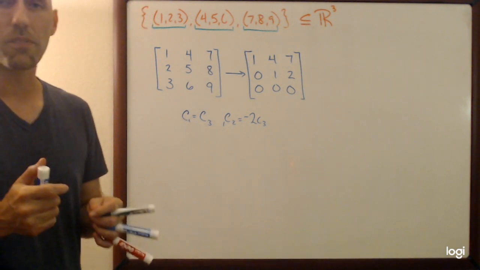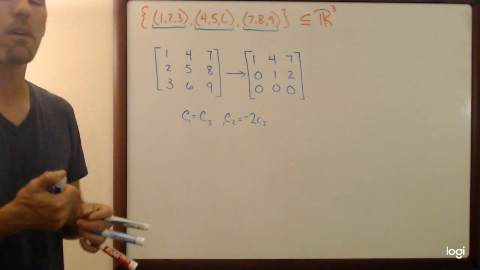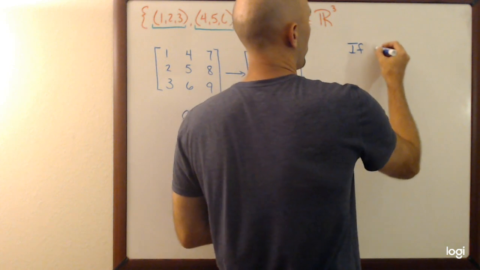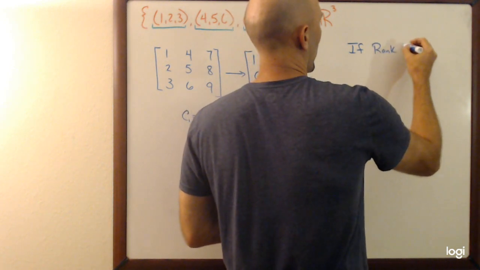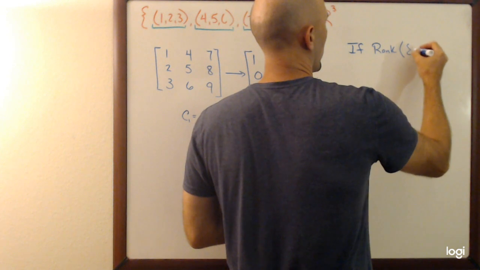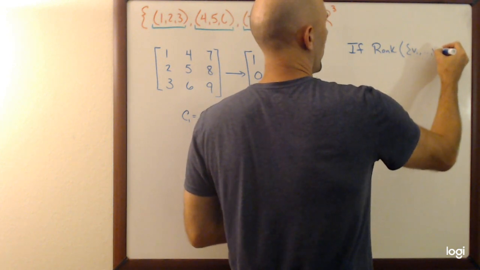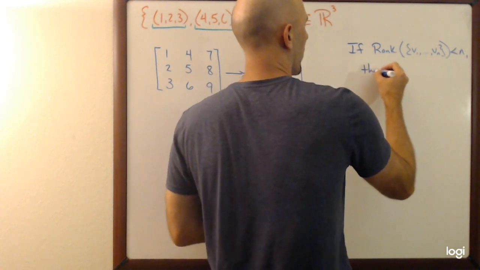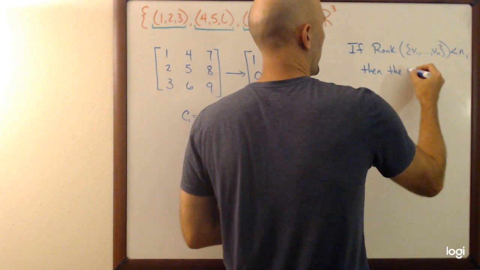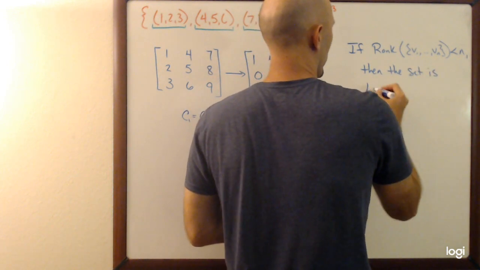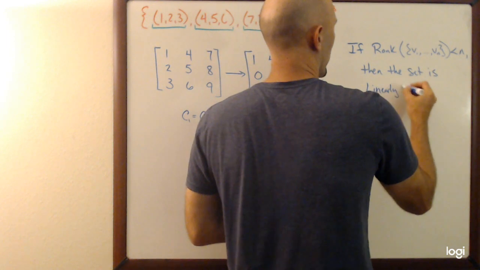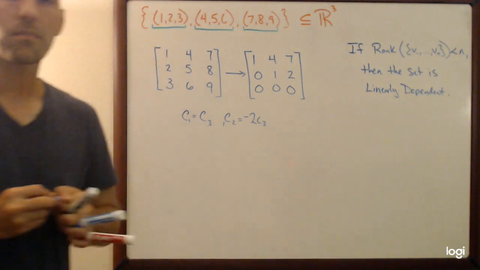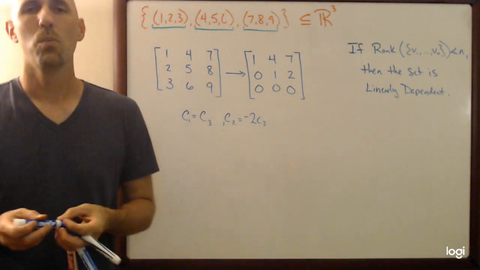Notice that the rank of the set is less than the number of vectors. If the rank of the set V1 to Vn is less than n, then the set is linearly dependent. Okay?